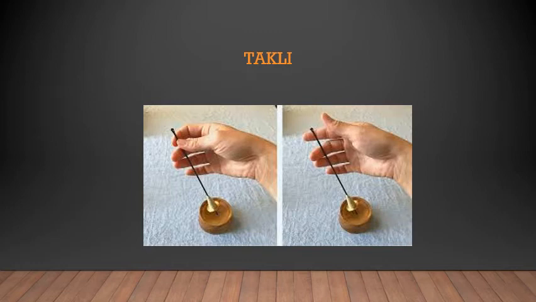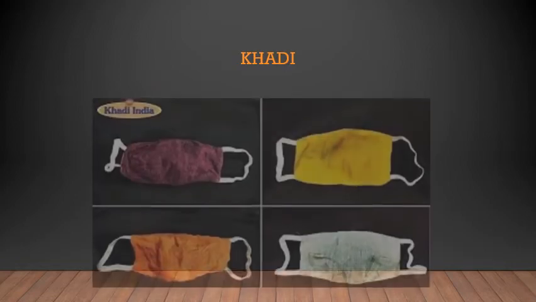Another hand operated device is also used, that is the charaka. The use of the charaka was popularized by Mahatma Gandhi as part of the independence movement. Now charaka is also important because it was very famous during the independence movement of India. He encouraged people to wear clothes made from homespun yarn termed as khadi.